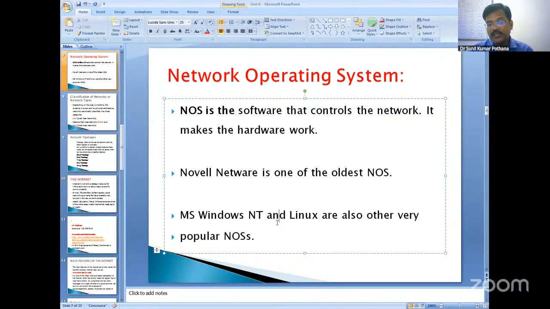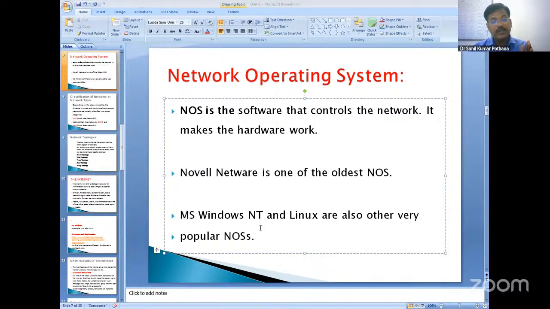Novell NetWare is one of the oldest NOS. MS Windows NT and Linux are also very popular NOS. Generally, we use MS Word. MS Word is not an operating system, though. Apple's Mac, these are some operating systems.